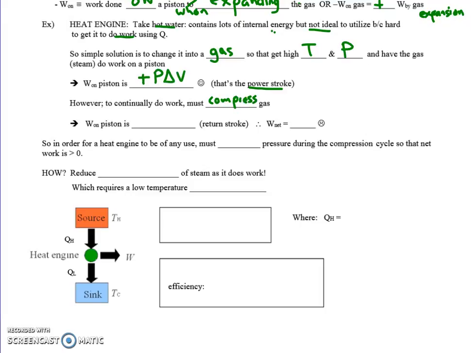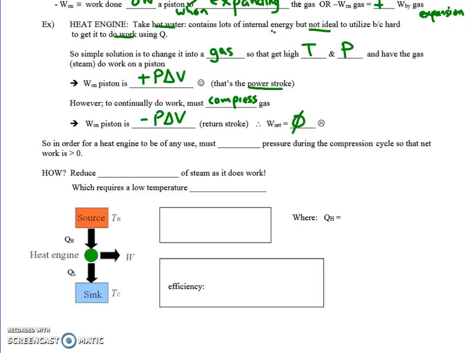Okay? And so if we compress the gas and we calculate the work on the piston, since it's going to be decreasing in volume, we're going to get negative P delta V. It would make sense that the work done on the piston in the downstroke or the return stroke is going to be the opposite of the power stroke. So if we do the net work for the whole two-part cycle, we see that W net is the sum of these two, which is 0.